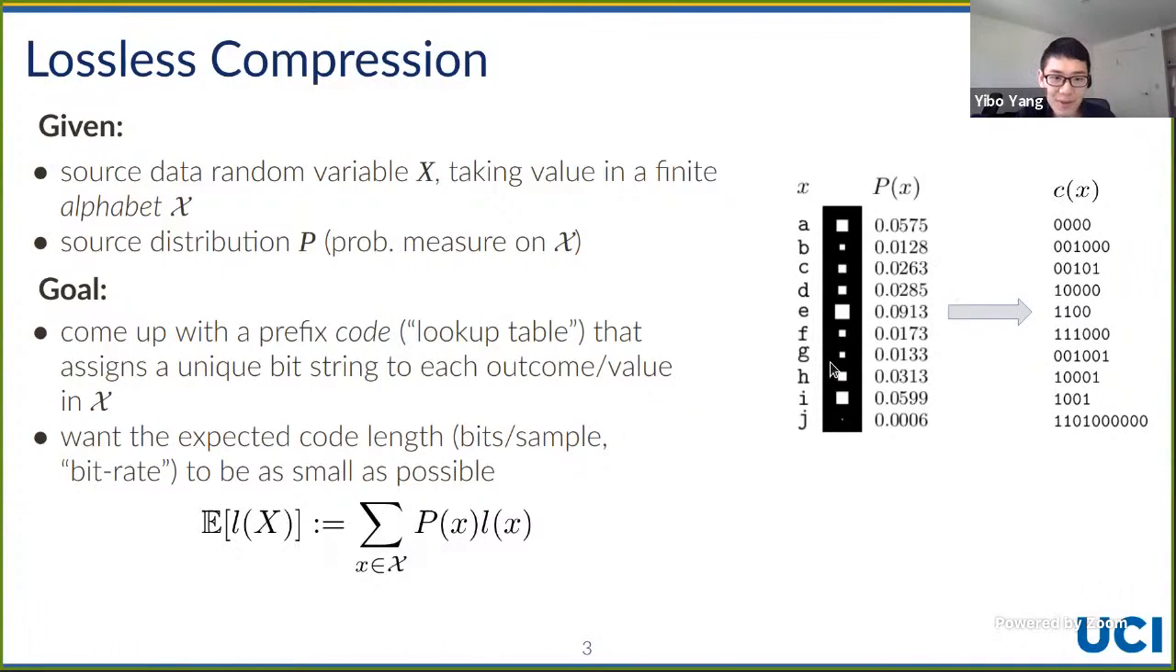The goal is to design the code such that the average code length, or the expected code length, also called bit rate in information theory jargon, is as small as possible. This is what we mean by compression, right? We want to minimize this expected value of the code length. Here the code length is given by just counting the number of bits in the bit string for each message.